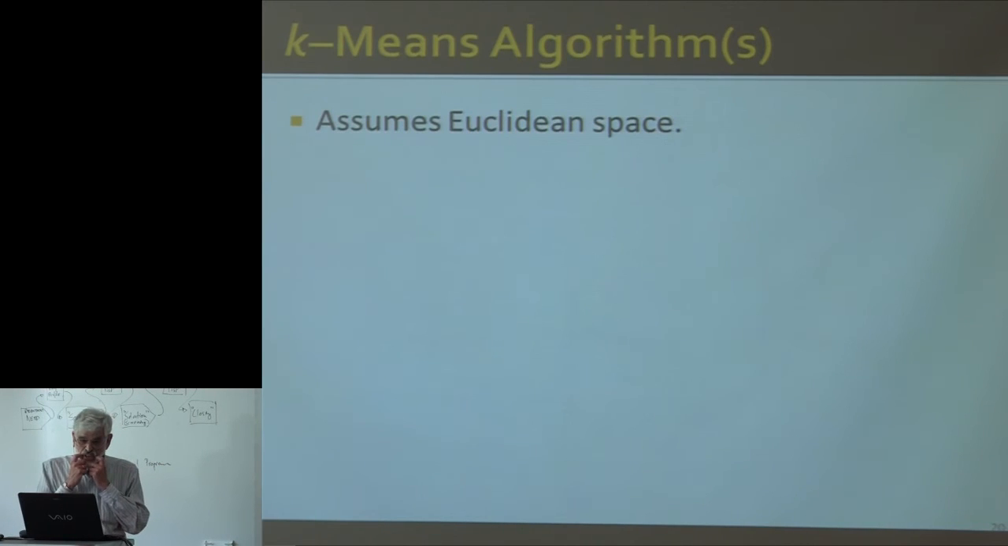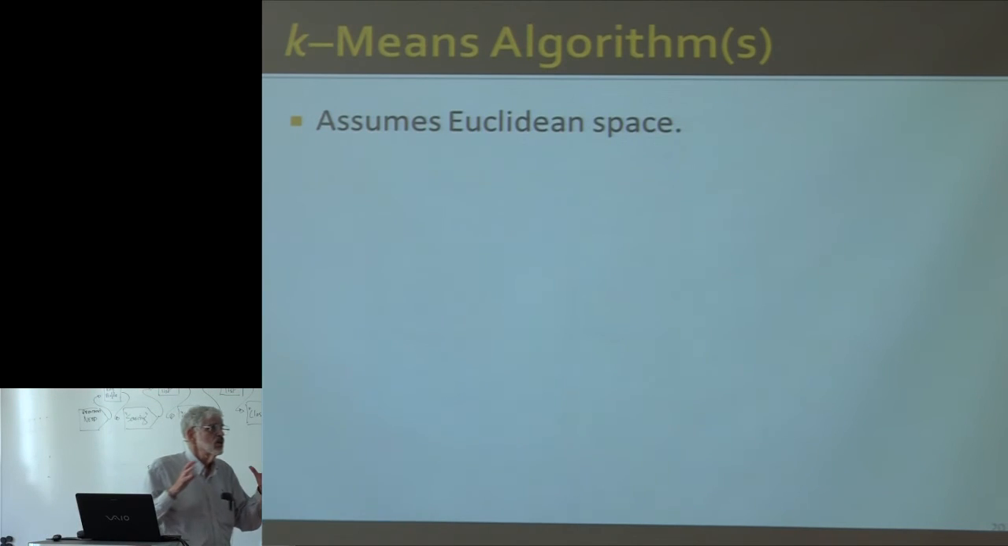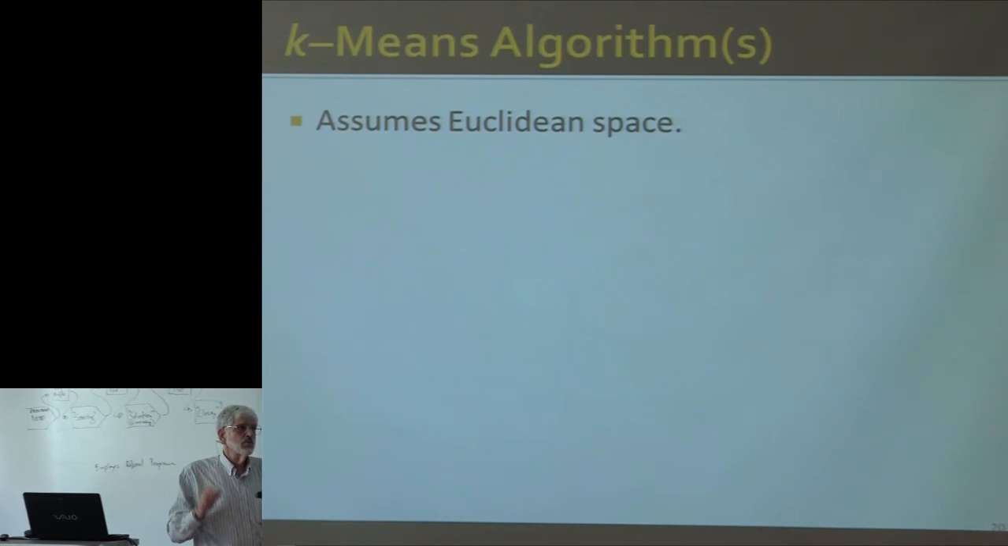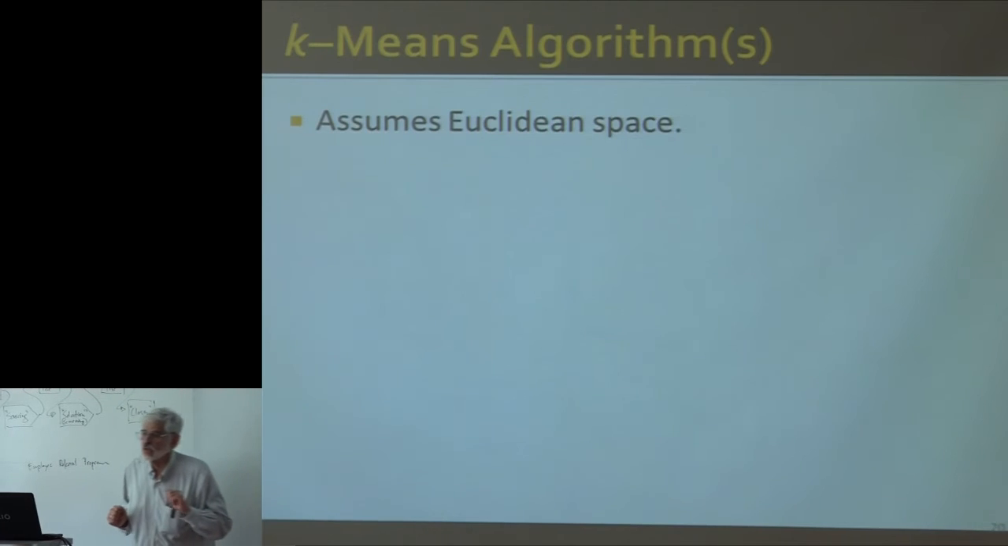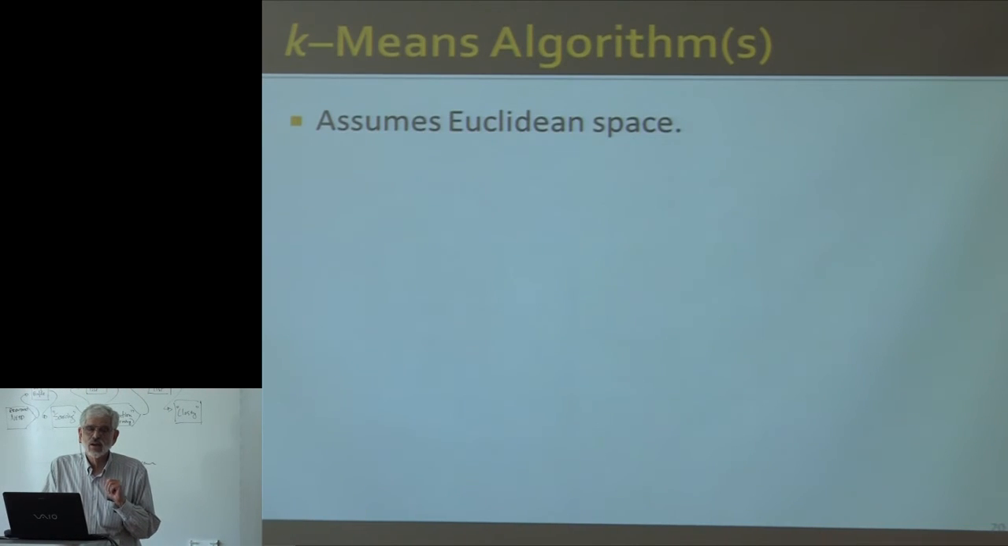K is the number of clusters, and so one assumption is that I know how many clusters there actually are. And all I have to do is assign each of my points to the proper cluster. Okay. But if you don't know, then you have to figure it out. And I'll talk about that.